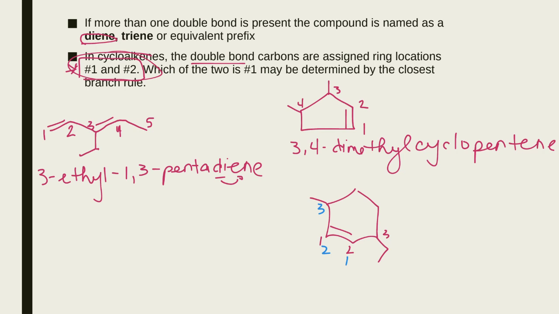Okay, so the branches are equally distant, but they're different. They're 2 different branches. So think, what is the rule that we use to break a tie when the branches are different, but they're equally spaced? Remember, we use the alphabetical order rule. Okay, so what we want to do is we want to go with these red ones. Okay, so 1, 2, 3, 4, 5, and 6. And so we have 3-ethyl will be stated first because of alphabetical order, 6-methyl, and then this is a cyclohexene.